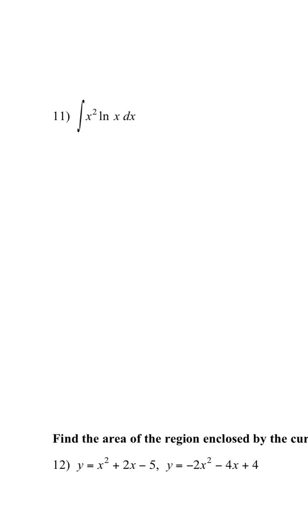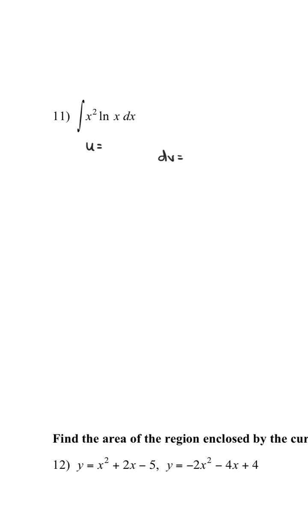Okay, typically when natural log of x is involved in integration, we're going to have to use integration by parts. So that means we need to have u and dv. So it would not make sense to have dv equal to the natural log of x because there is no easy way to integrate natural log of x.